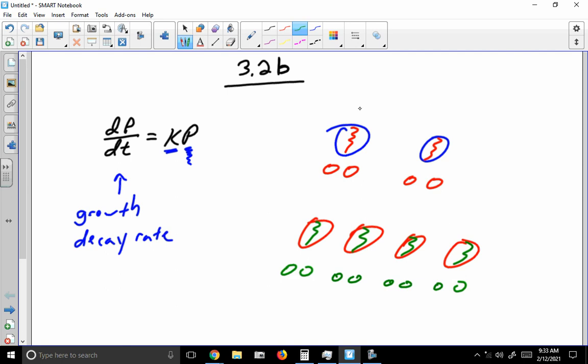So the rate at which the population is changing is proportional to how many you have in your population. If we have 1,000 and it doubles, it's still doubling, but it's going from 1,000 to 2,000, so we're increasing by a lot more. So the rate at which it's changing is related to how many we have.